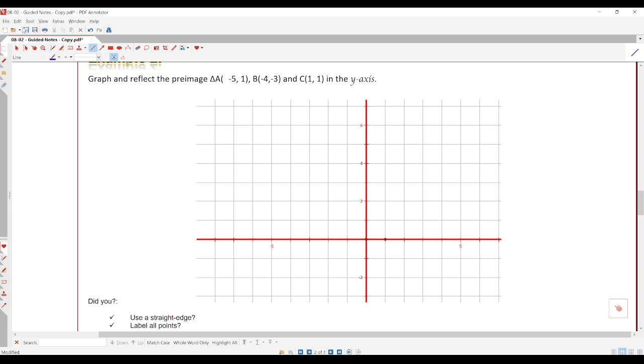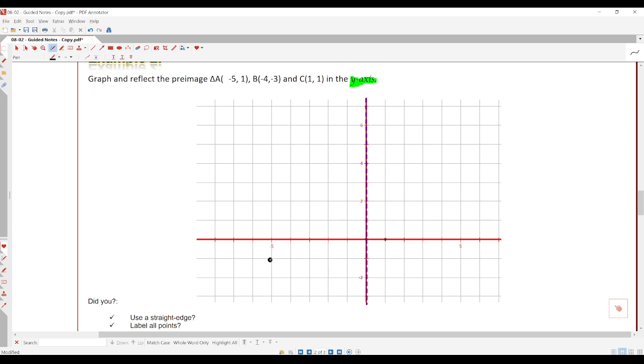Same thing, except now we are reflecting in the y-axis. So again, if it helps to highlight the y-axis, that's the one we're reflecting everything over. And let's plot these points.